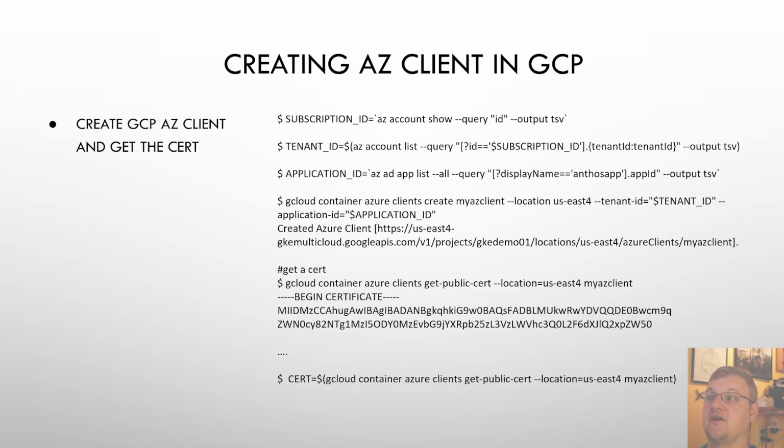Next, we're going to create the GCP Azure clients. Now, this is the client on the GCP side to point to Azure. So we get our subscription tenant and application. These are all Azureisms.